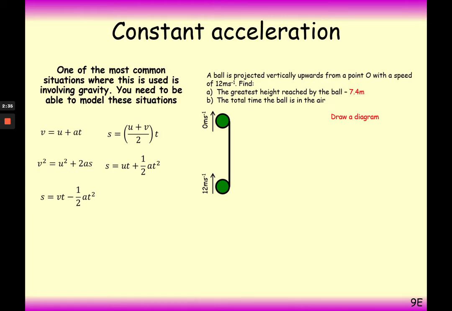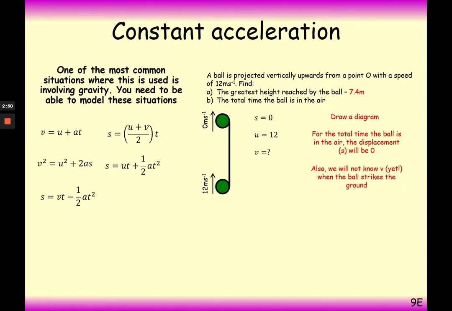Okay, now we need to find the total time. So we know the total time it's in the air. If we're talking about from when it's projected to when it hits the ground again, the displacement is going to be 0, because it's come back to where it was. U is 12, we know that. V, at the moment, we're not going to use, although by symmetry of the motion of these particles, we could work out it's going to be minus 12, but we're not going to use that. A is minus 9.8, again, because we're taking upwards as positive, and we're trying to find the time.